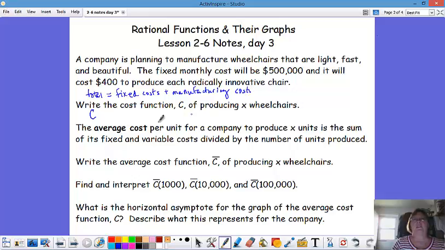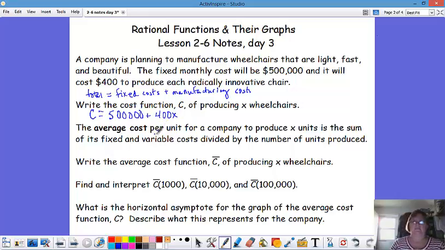So let's see if we can write ourselves an expression that says that. C of x, or the cost, will equal their fixed costs, $500,000, plus for each chair, and they're making x of them, for each of x chairs it's going to cost $400. Okay? For each chair, $400.